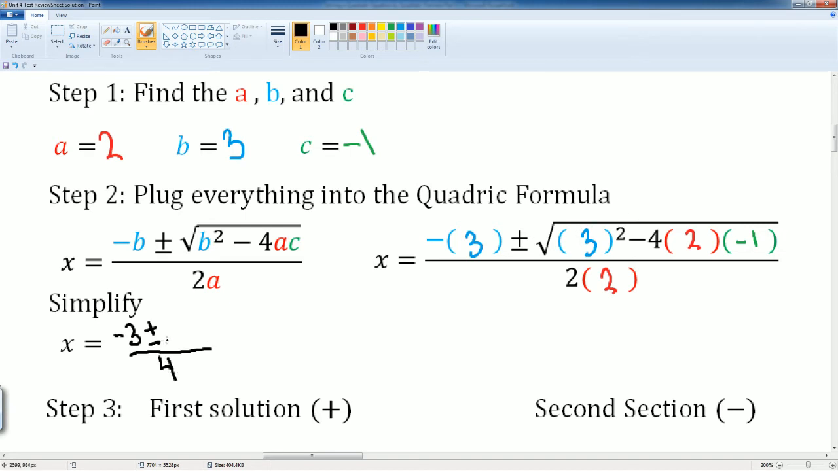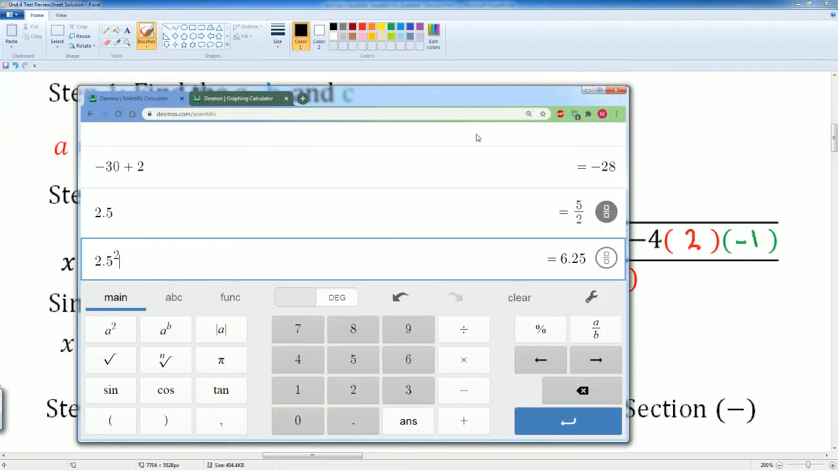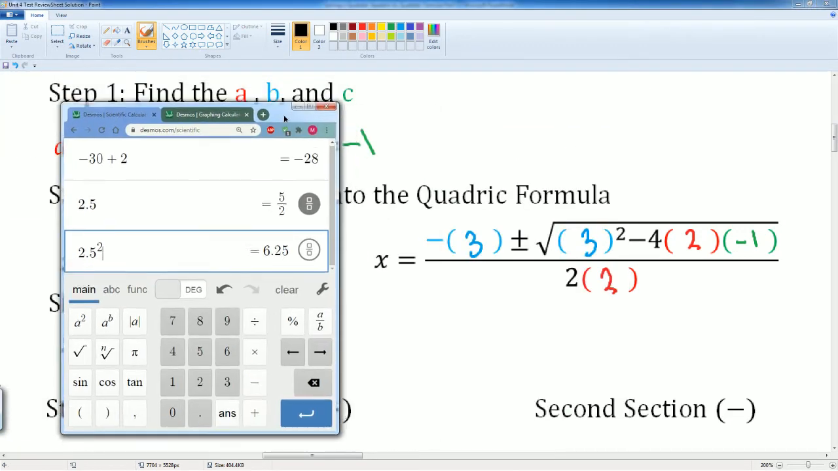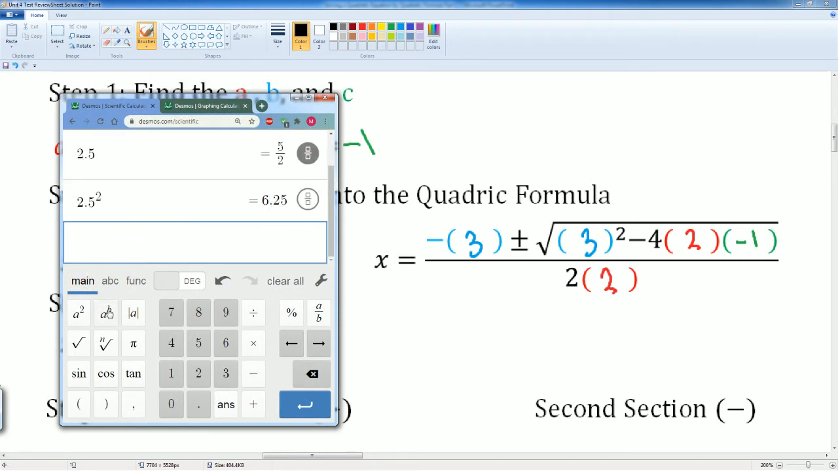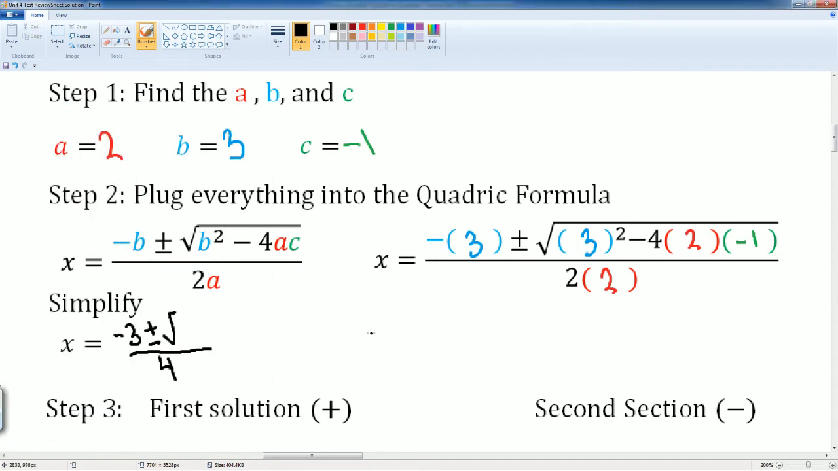Okay, we just need to know what's inside that radical. This is where we grab Desmos, the scientific calculator, and we plug it in. We're going to plug in what we see here inside that radical: 3 squared minus 4 times 2 times -1. Oh, wow. That equals 89. Can we do radical 89? No, that's ugly. So this is just radical 89. You can't simplify it. This is going to be considered an irrational solution.